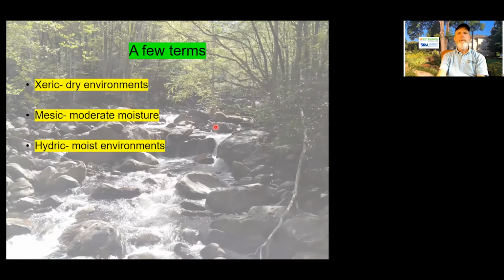Some of the terms you need to know, and you may know a little bit already. Xeriscaping means growing things in dry environments. We have the mesic, which is moderate moisture, and then the hydric means moist environments. Those are near the streams or where it gets plenty of rainfall.